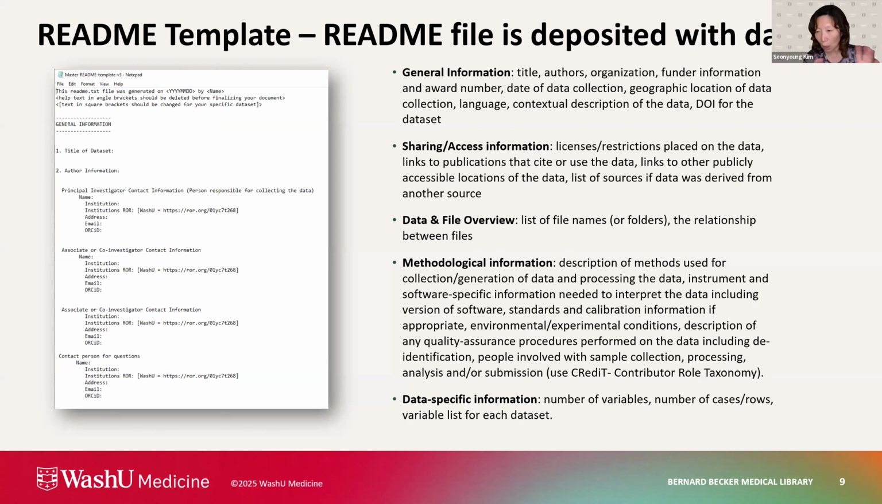The README, on the other hand, gets uploaded with the data, so people can download it and everything. So it has to match. And then sharing access information, and data and file overview. For this one, if you have a lot of subfolders, I just ask them to list the subfolders, and then each subfolder can have its own README, and you can describe more file level details there. So you can do it that way, if you have a nested structure, with subfolders and everything.